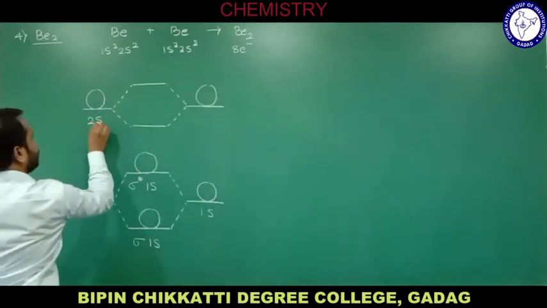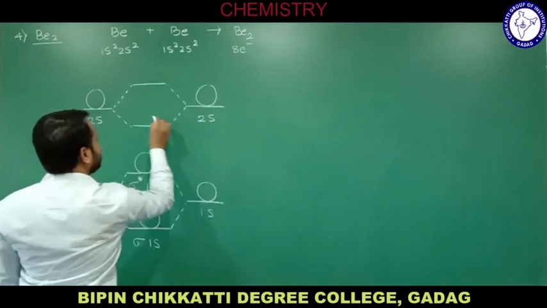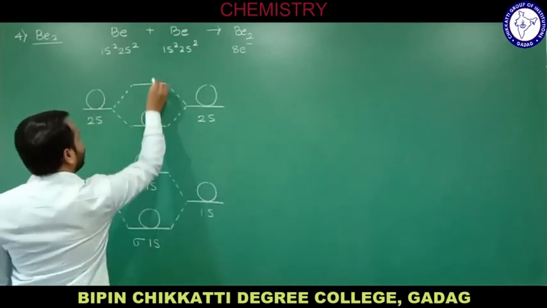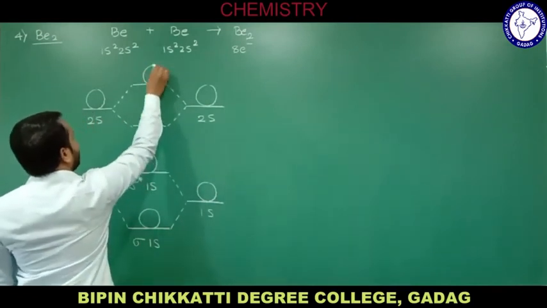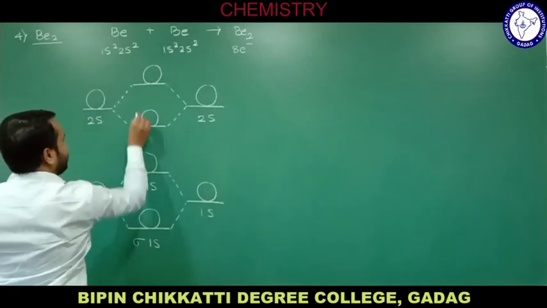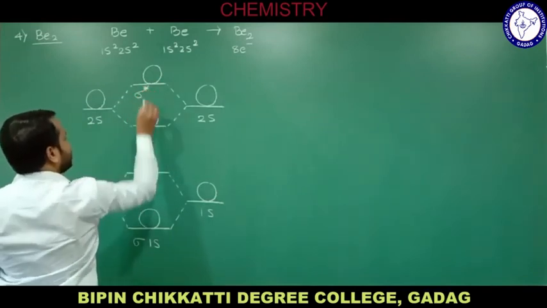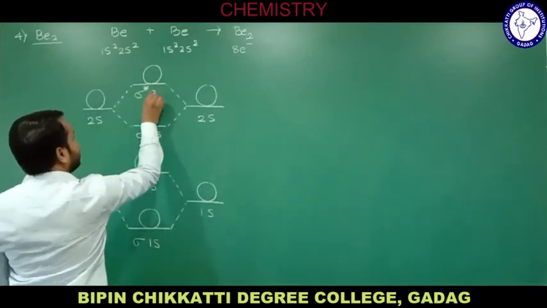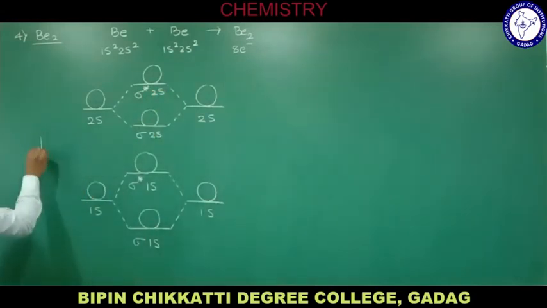This is for the 2s, this is also for the 2s, and 2 molecular orbitals we get. This is BMO sigma, ABMO sigma star. This is for 2s and this is for 2s, and energy will be in this fashion.